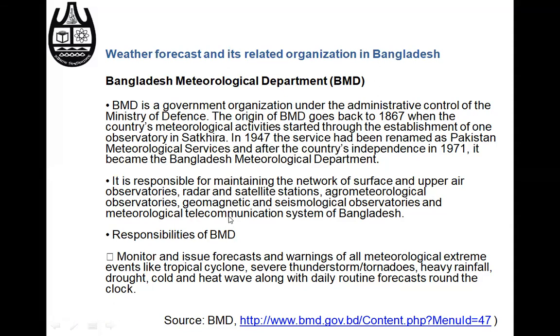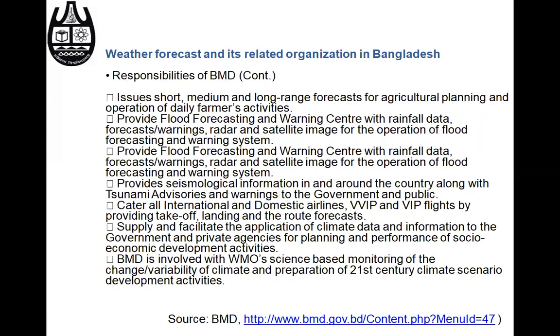They can give this information sometimes on a 24-hour basis. Sometimes the information can also be presented on a 6-hourly basis. So this is their first task as an organization. Secondly, they normally issue short, medium, and long-range forecasts for the planning of agriculture and for other daily activities.